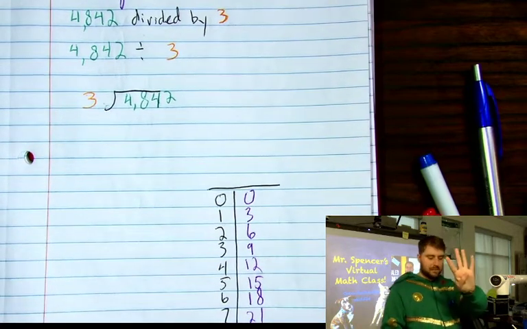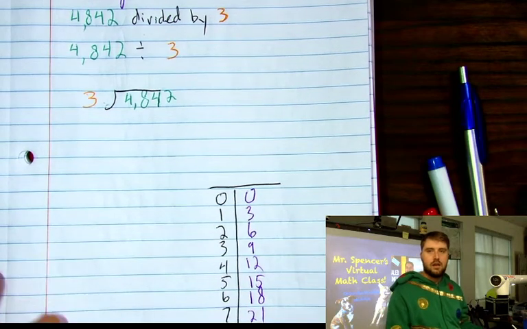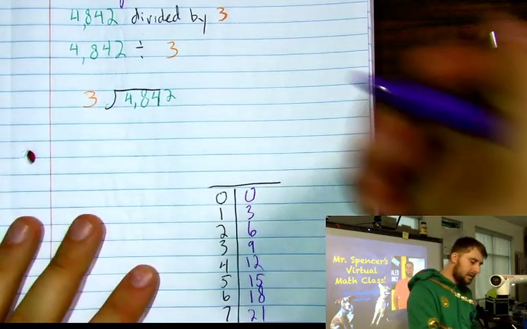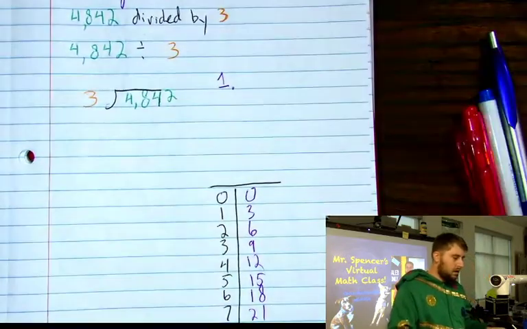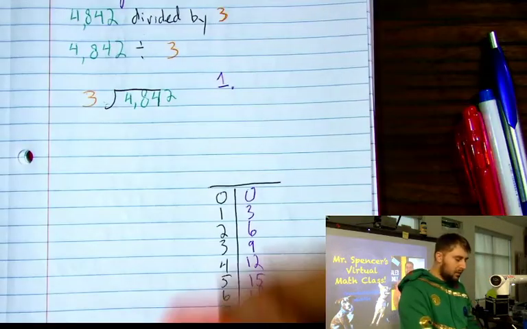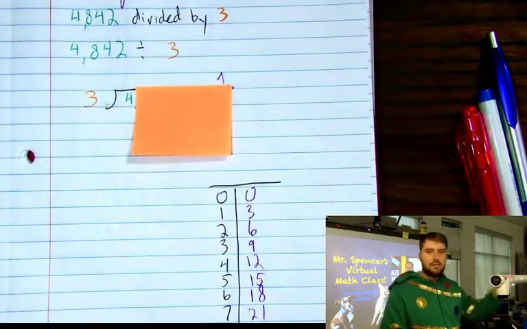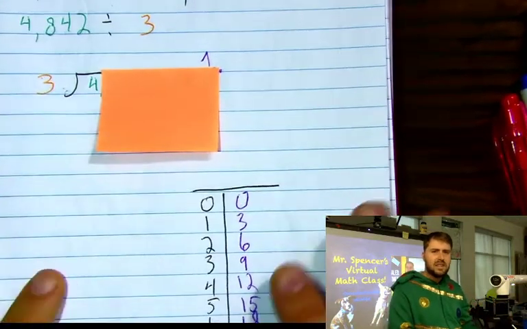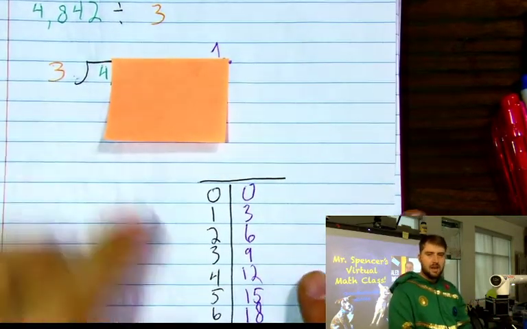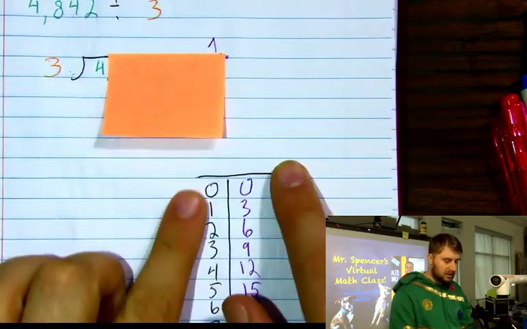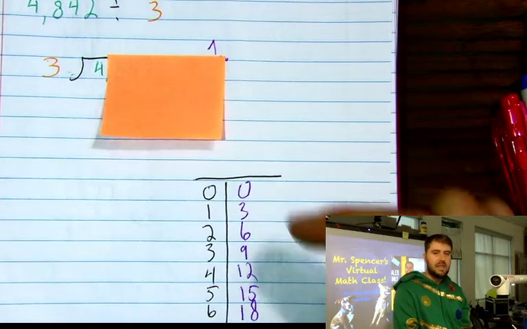Now, there are 4 steps, and we're going to work through these 4 steps all together. So, our first step is to divide. Now, when we're dividing in long division, we're going to first look at just our first number. So in this case, our first number is 4. And we're going to ask ourselves, what is 4 divided by 3? Now, if you look at our multiplication chart here, there's no 4. So we're going to look at the number that is closest without going over.